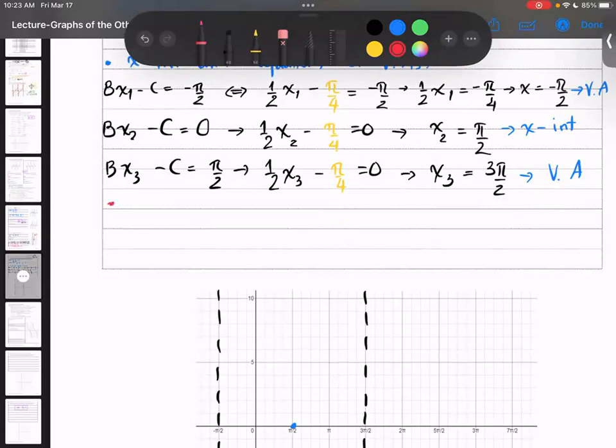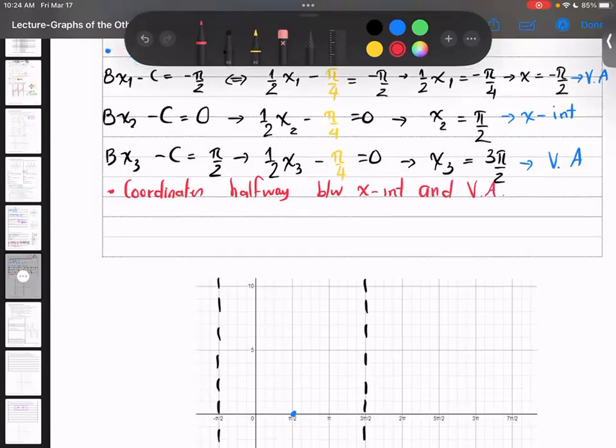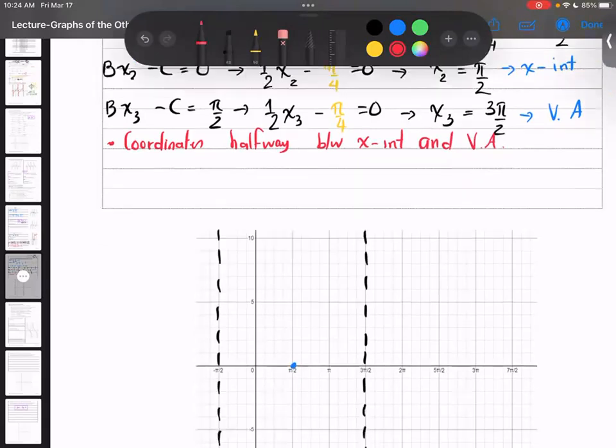The last one is I need the coordinate halfway between the x-intercept, I'm sorry, I keep saying x-axis, and the vertical asymptote. Let's pick one, any one you like. You can either pick 0 or pi, right? The point halfway between the x-intercept, which is the blue dot, and the vertical asymptote. Let's pick pi. It's fine.